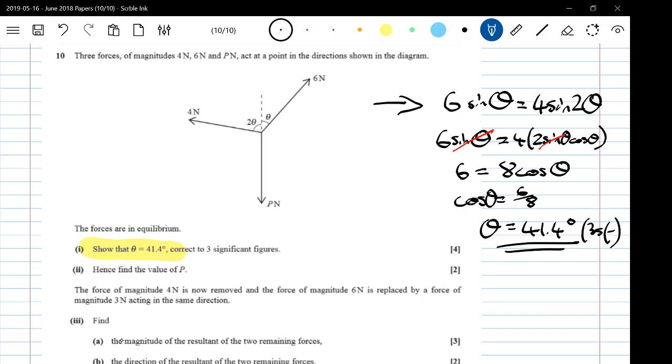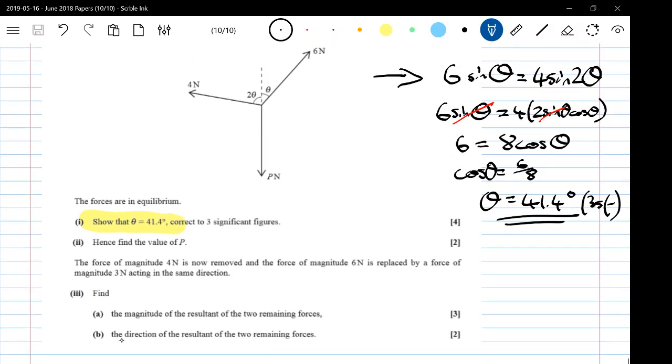Interesting that in a mechanics question, we've got the bit of pure maths, that is the double angle trig identities that we've learnt. But anyway, there we have it. Hence find the value of P.